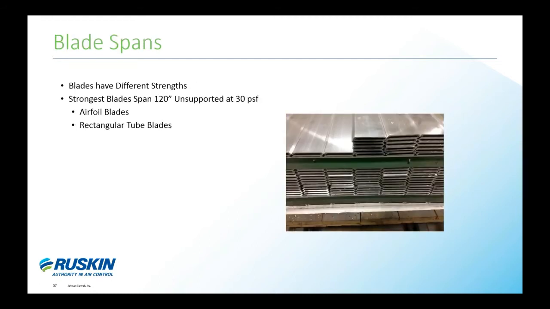Although there are multitudes of blades to choose from due to the ease of creating aluminum extrusion, some are much stronger than others. The strongest blades can span up to 120 inches unsupported at 30 PSF. Those are large airfoil blades and rectangular tube blades. Spans higher than 120 inches are not recommended due to shipping sizes and weights. As mentioned before, if the blade cannot span the required width between the outriggers, intermediate or false outriggers may be added. Adding intermediate outriggers will add lines perpendicular to the blade, so aesthetics should be considered when deciding whether to switch to a different blade that can span the required width or add lines.